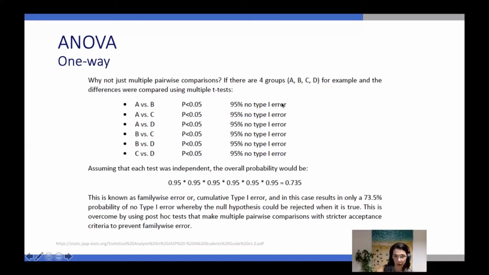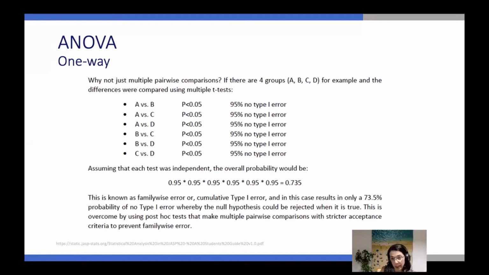So the probability of not having a type 1 error is not 95% if you set an alpha of 0.05. Assuming that each test was independent, the overall probability will be the multiplication of all these probabilities, and the result will be 0.735. So you have a much bigger risk of incurring a type 1 error.